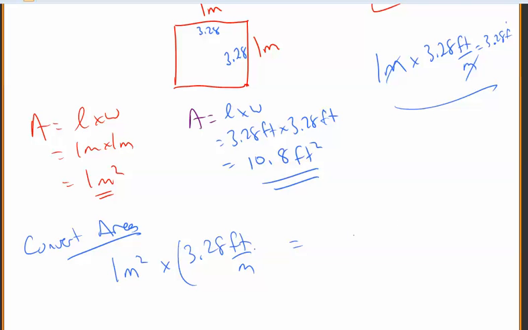So what I need to do is say, wait a minute, I've got meters squared on the top here, I better get meters squared on the bottom. I have to square the conversion factor because I'm actually doing two dimensions. I'm converting this length and this length at the same time. I'm converting an area. So if I do that, 1 times 3.28 squared, I get 10.8 feet squared.